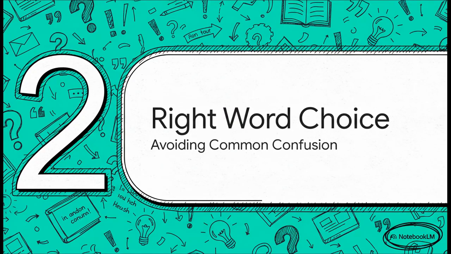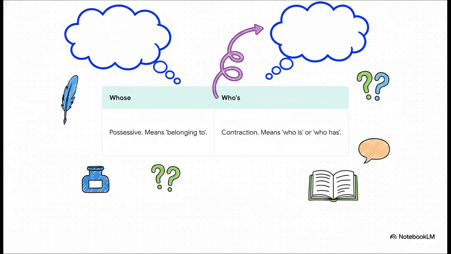Okay, on to another huge pitfall. Words that look and sound almost the same but do completely different jobs in a sentence. You know the ones. Mixing these up can totally change the meaning of what you're trying to say. So let's settle the whose versus who's debate once and for all. It's simple, really. Whose, no apostrophe, is all about ownership. Think, whose keys are these? But who's, with the apostrophe, is just a handy shortcut for who is or who has.